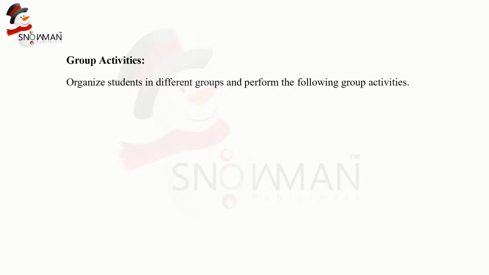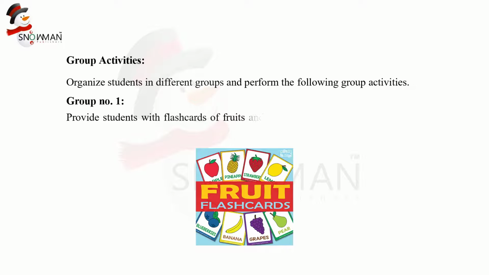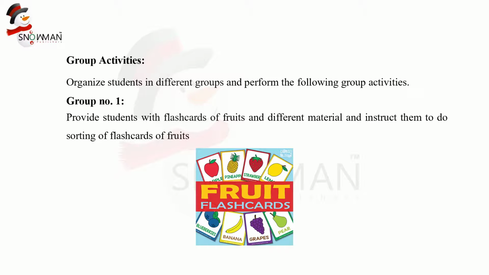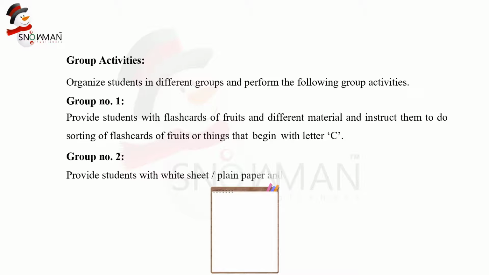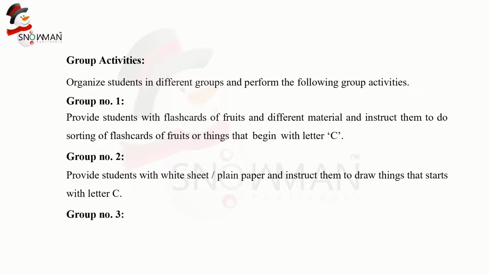Group activities. Organize the students in different groups and perform the following group activities. Group number 1. Provide the students with flashcards of fruits and different materials and instruct them to sort flashcards of fruits or things that begin with letter C. Group number 2. Provide the students with white sheets or plain paper and instruct them to draw the things that start with letter C.